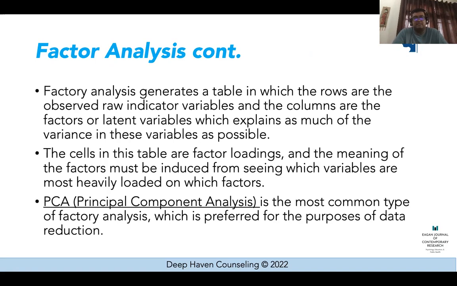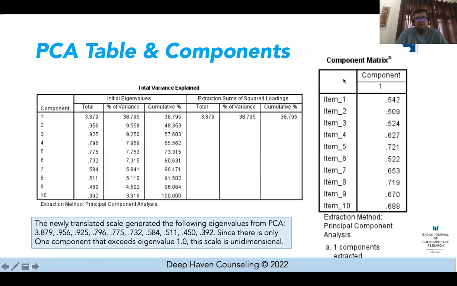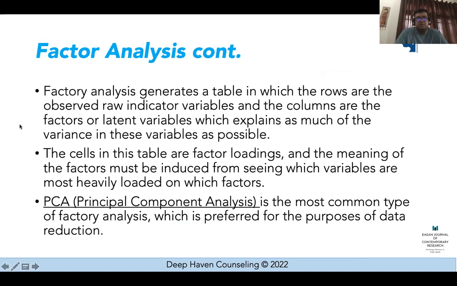And the cells in the table are factor loadings, these ones. This is the factor loadings table. This is the basic principal component analysis output. Okay, and then PCA or principal component analysis is the most common type of factor analysis that a lot of researchers would do, but there are other types of factor analysis as well, and some people say it's not a factor analysis.